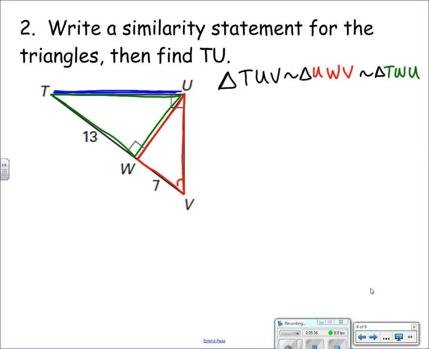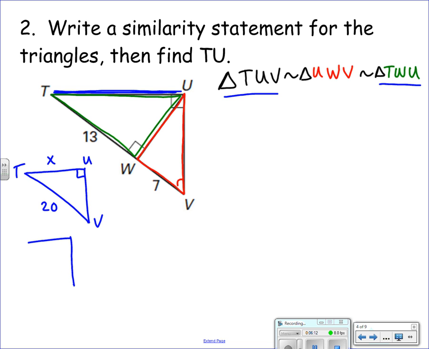There's a couple triangles that we could use. I'm going to use the idea that TUV is similar to TWU. And what you might want to do is you might want to draw out your similar triangles over on the side. TUV. I know that that is 20, the hypotenuse. This is what I'm looking for. Draw out some other triangles. I said to use TWU. So TWU. So this is my U, this is my W, this is my T.